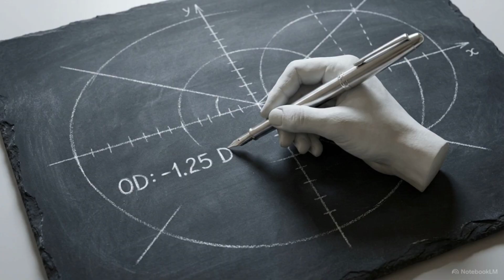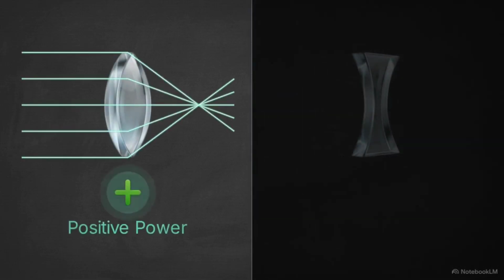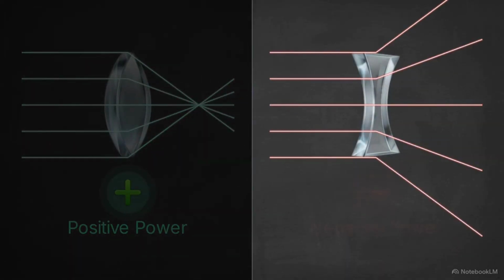If you wear glasses, that specific number written on your doctor's eyeglass prescription is exactly this measurement. Because of the sign convention we established earlier, converging convex lenses always have positive power, resulting in a positive diopter prescription. Diverging concave lenses spread light out and carry a negative power, giving them a negative diopter prescription.